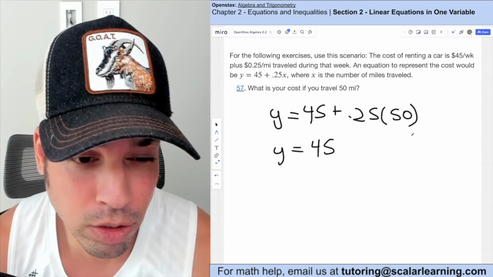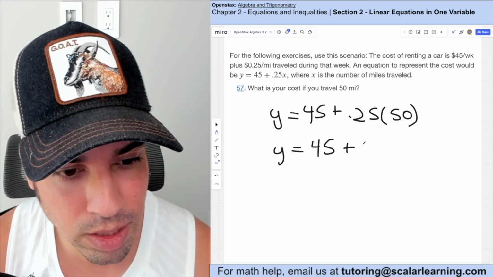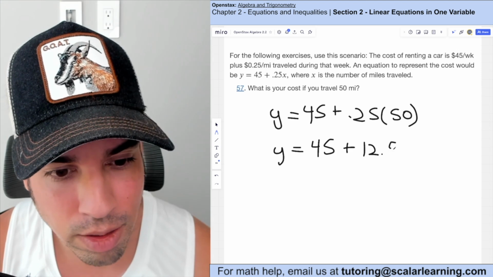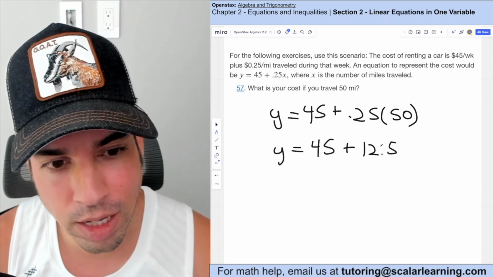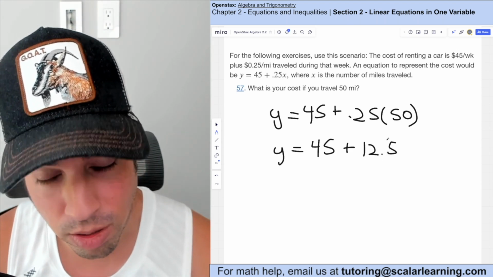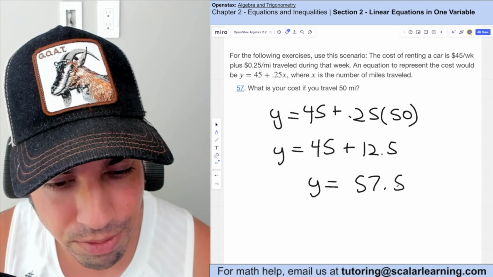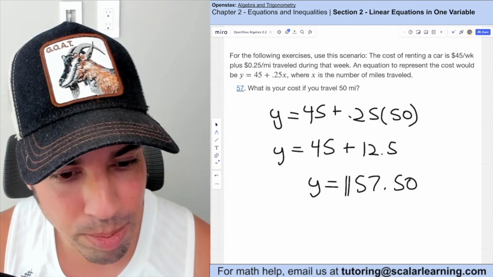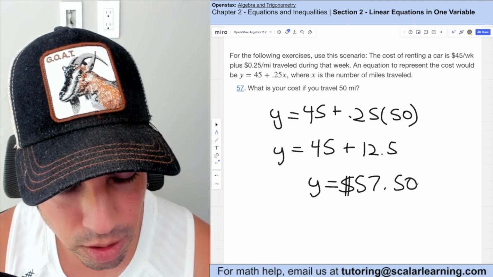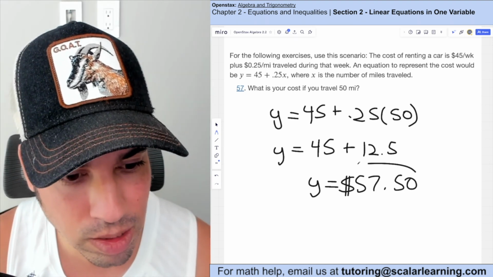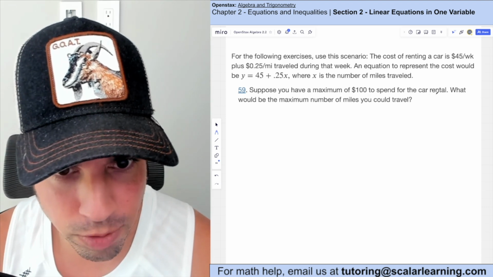So you could do it on a calculator if you want, but 1/4 of 50 is just $12.50. So you can check that. If you multiply 4 times 12.50, you get back to $50. So now I add those together and I get 57.50. And when we represent money, we want to remember to include up to the hundreds. So 57.50, boom, done.